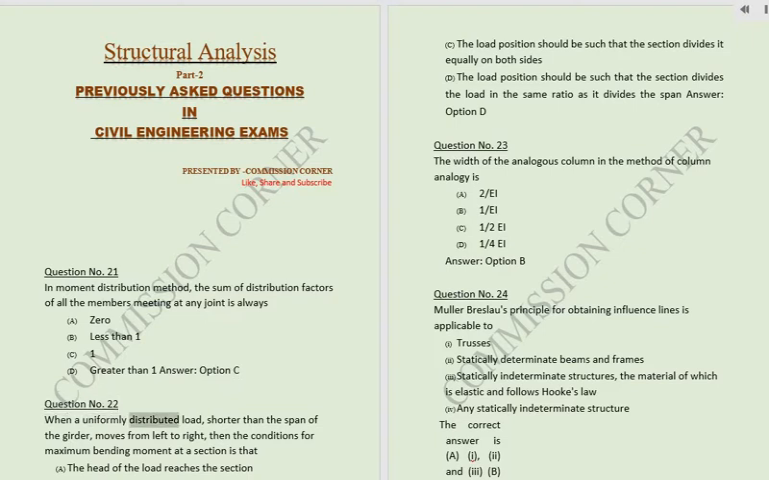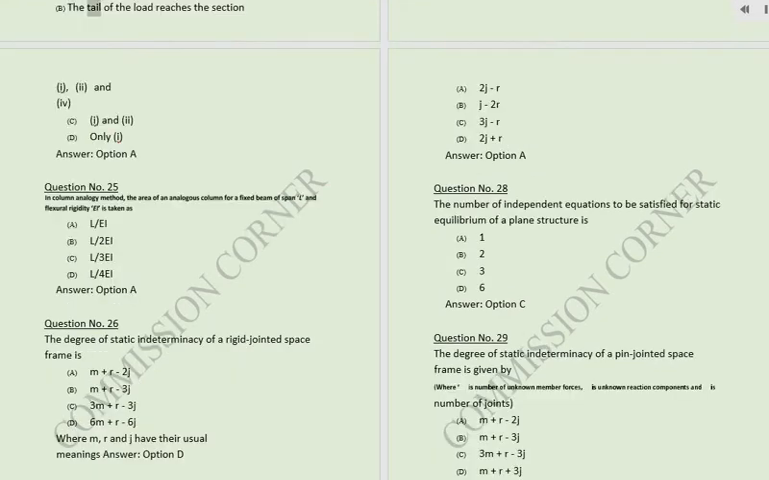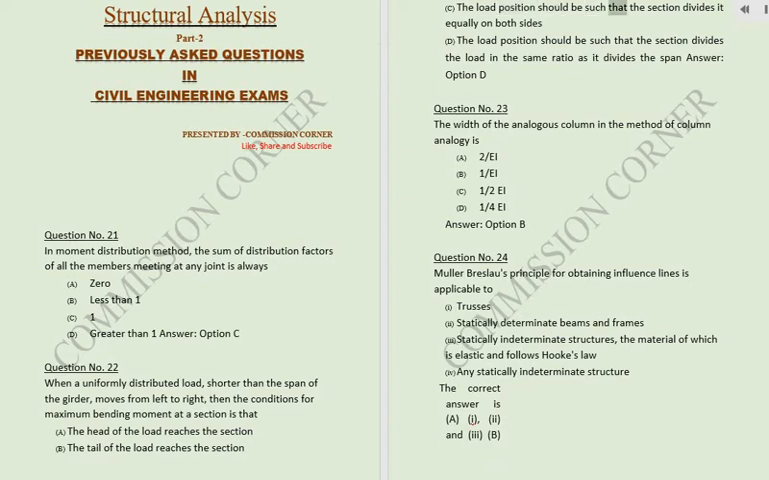Question number 22. When a uniformly distributed load, shorter than the span of the girder, moves from left to right, then the condition for maximum bending moment at a section is that: A, the head of the load reaches the section. B, the tail of the load reaches the section. C, the load position should be such that the section divides it equally on both sides. D, the load position should be such that the section divides the load in the same ratio as it divides the span. Answer, option D.